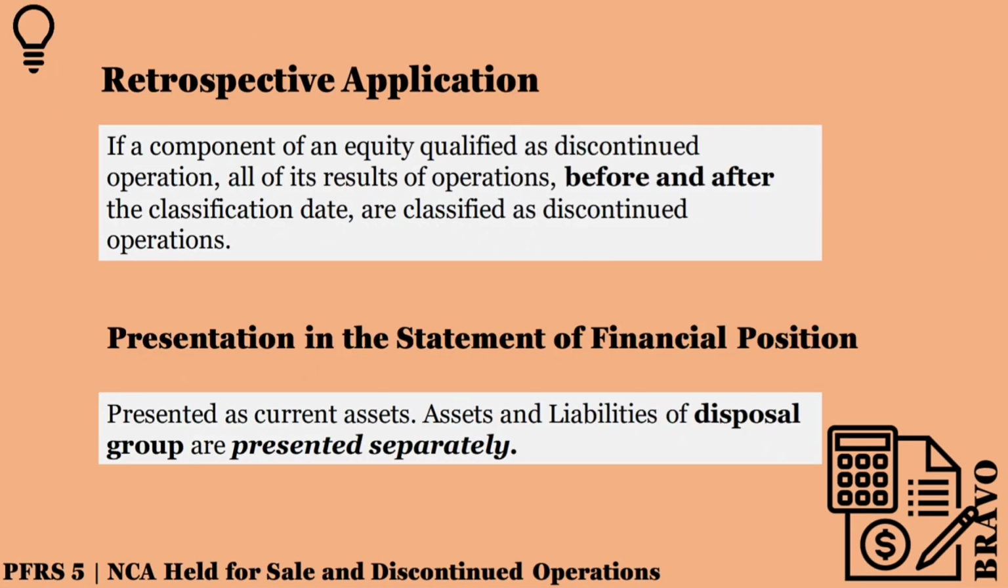Retrospective application is applying a policy as if it has always been implemented. That is the case for discontinued operations wherein when a component of an entity is classified as discontinued operations, all of its results of operation even before and after the classification date will be classified as discontinued operations. Financial statements in the prior period will be restated. In presentation on the statement of financial position, non-current assets held for sale are presented as current. Take note that in a disposal group, its assets and liabilities are presented separately, for offsetting is prohibited.